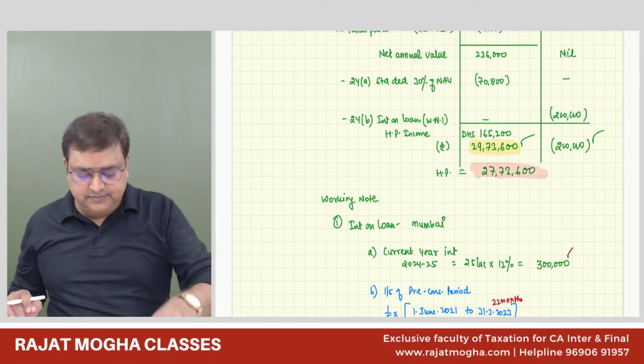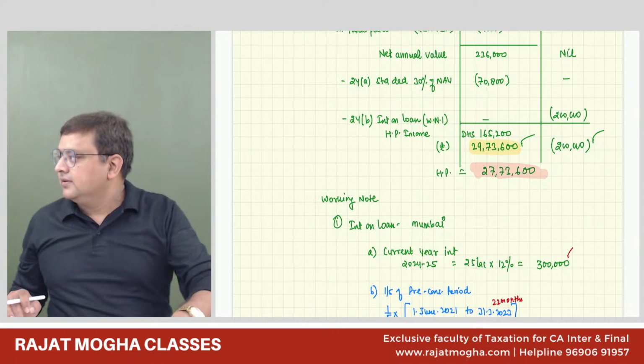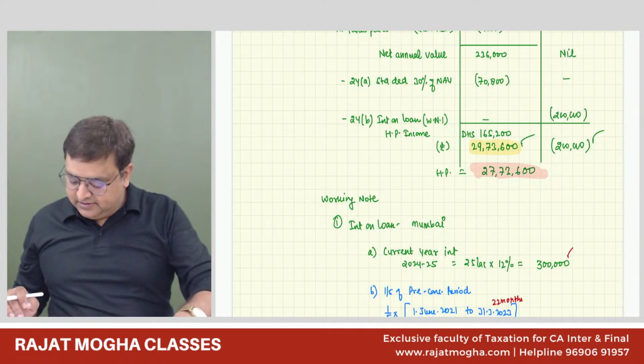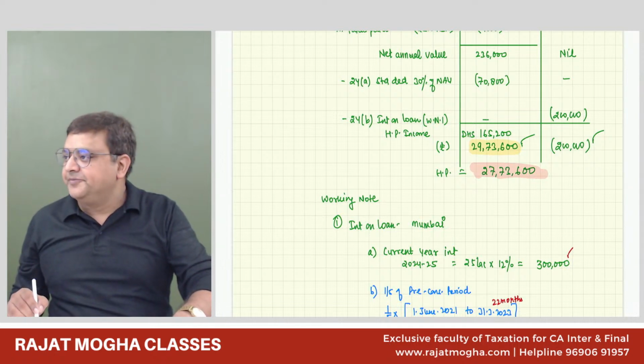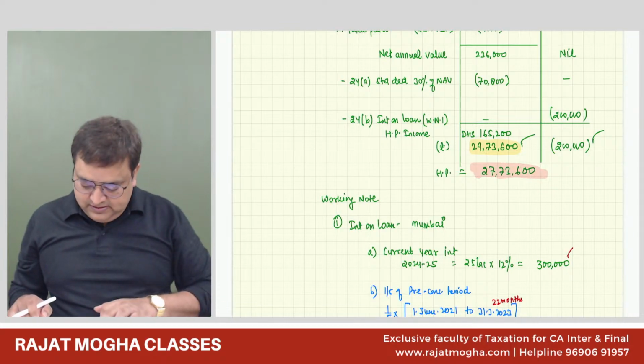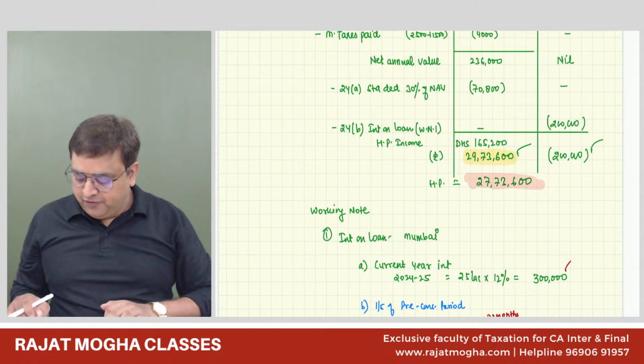Everybody done? Correct, Likita. 29,73,600, and after that, it would be 27,73,600. Okay, should we move on?